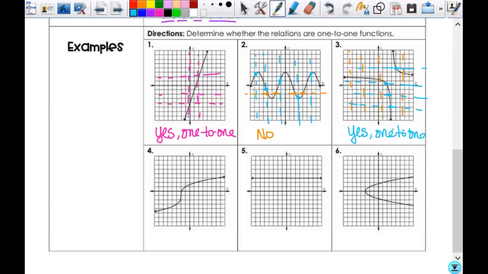Here, this is a vertical line test. Yes, this is a function, right? It's a cube root function. And then horizontal line test, it passes that as well because that inverse would just be the cubic. So this is yes, one-to-one.